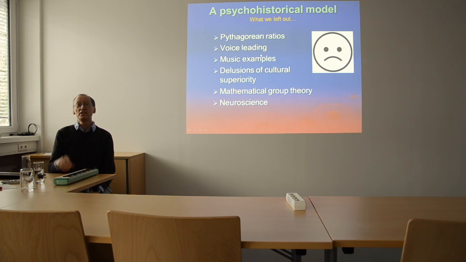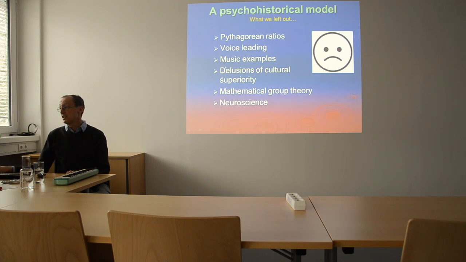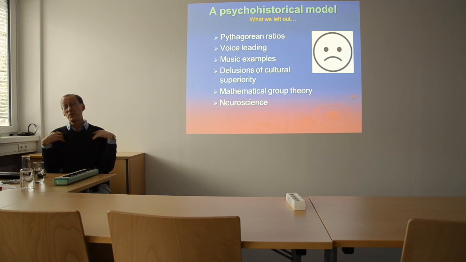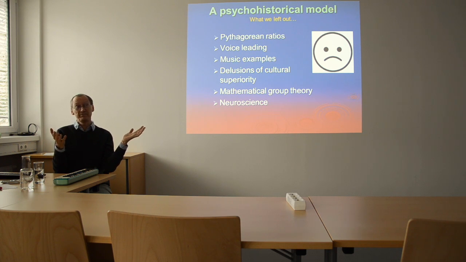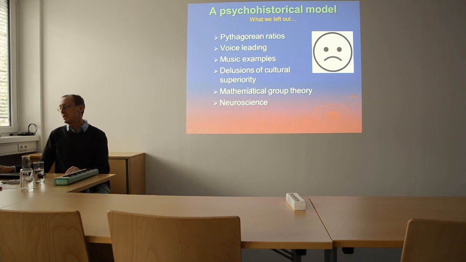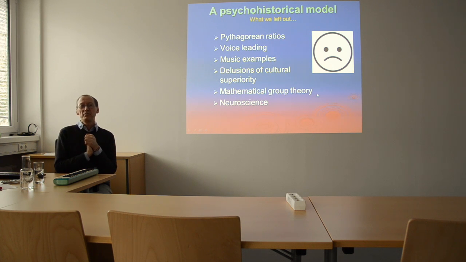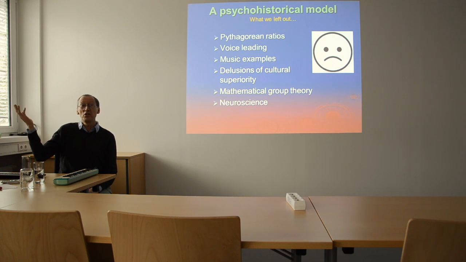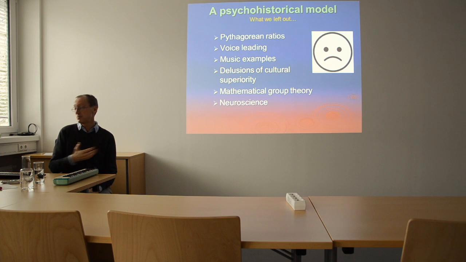There's a theory that you have to look at individual examples to understand this problem, but in fact I never showed you, well at the start I just showed you a couple, but we don't need specific examples, we just look at statistics. Delusions of cultural superiority. Well, the history of music theory is full of people who believe that their own music is better than other people's music. I didn't have to talk about that. I thought you'd like that. Mathematical group theory. I know people in mathematics and music, and they talk about these very weird theories, and I don't think that they help solve this problem. And finally, neuroscience. Well, of course, everything's happening in your brain, but I don't think that knowing about your brain will help you to solve these problems.